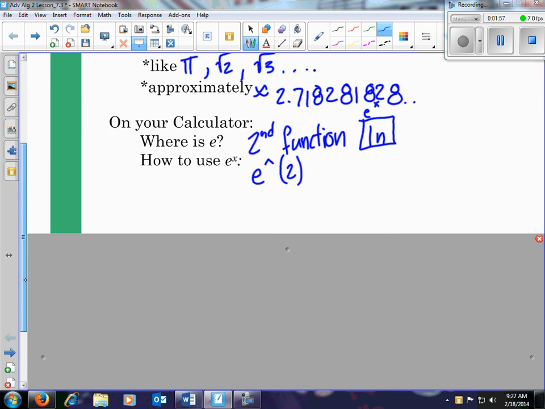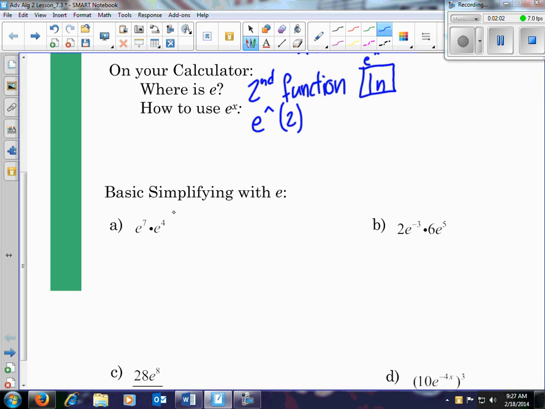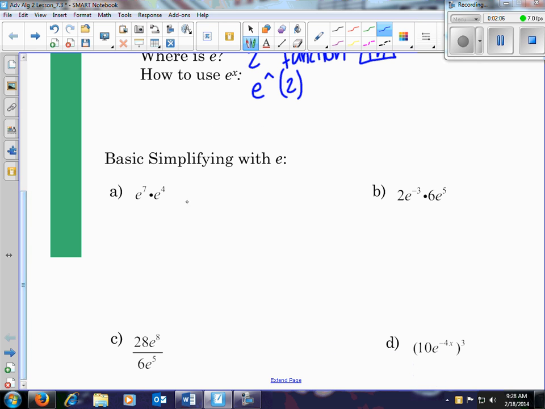Now, the first thing we are going to do is simplify problems with e in them. So the first one is e to the 7th times e to the 4th. Now, e is the same base, so that means I'm going to add my exponents. So I'm going to have e to the 7 plus 4, which is just equal to e to the 11th power. And you can just leave it like this since e is a value. It's just like pi. If I have pi squared, I'm just going to leave it as pi squared.